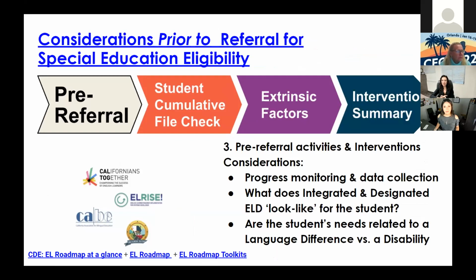The EL roadmap is linked in as well as the EL roadmap toolkits. You may want to look to Californians Together and the EL Rise group, who are doing just phenomenal work across California, as well as GABE and the Multilingual Support Division at CDE. So many resources out there as we identify here: progress monitoring and data collection, ensuring that English learners are receiving integrated and designated ELD. And what does that look like for the student? And again, that reference of language difference versus disability. Is the student in their need being addressed through interventions, or is there more? Are there greater suspicions and red flags potentially, where then again referral and assessment to determine eligibility will be necessary for the student?